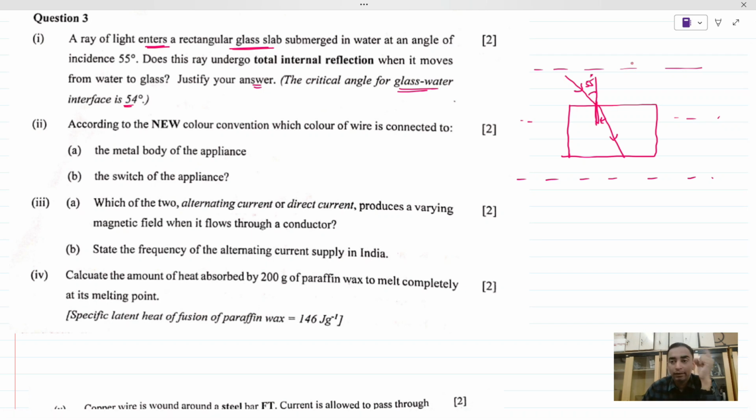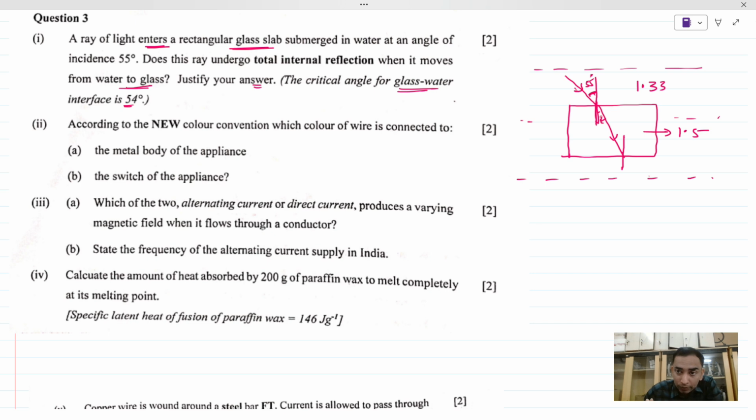See, what I understand from this question is refractive index of water is 1.33 and for glass is 1.5. So ray cannot undergo TIR if it goes from rarer to denser medium. If it goes from denser to rarer medium, then possibly yes. Does this ray undergo TIR when it moves from water to glass? Okay, that means from water to glass. No, from water to glass it will not. Yes, from glass to water there are chances that it may go.